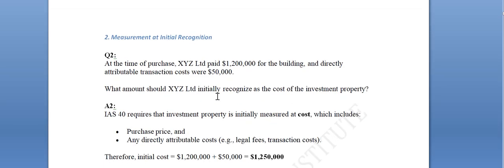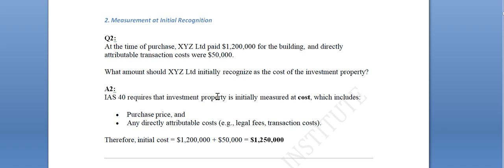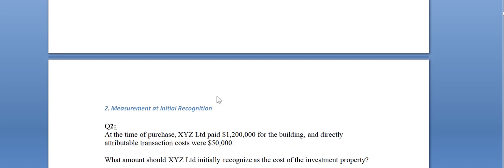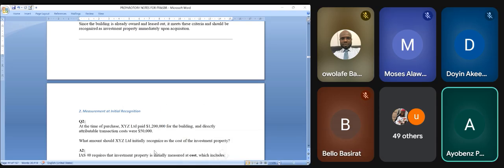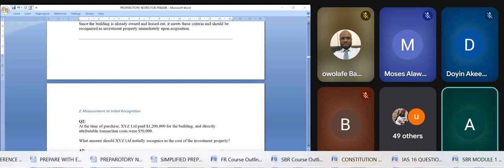Question 2. This one is question 2. At the time of purchase, XYZ Limited paid 1.2 million for the building, and the relevant transaction costs were 50,000. What amount should XYZ recognize as the initial cost of the asset? Can anybody try? The initial cost will now be what? 1,250,000. Thank you so much. So that is that one.